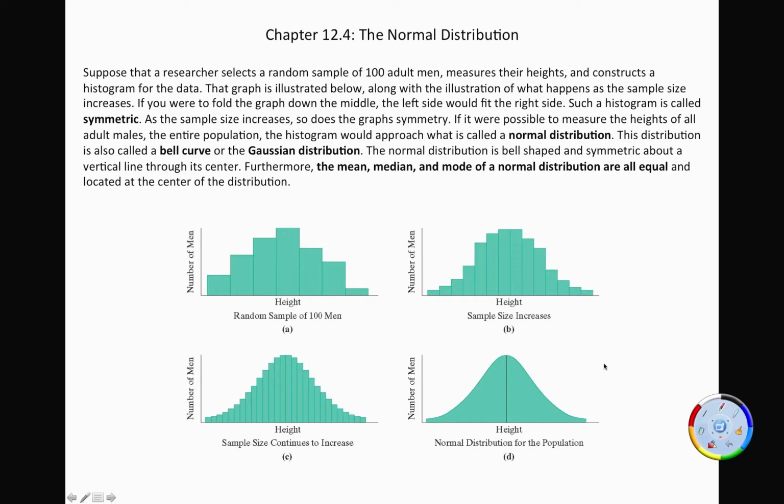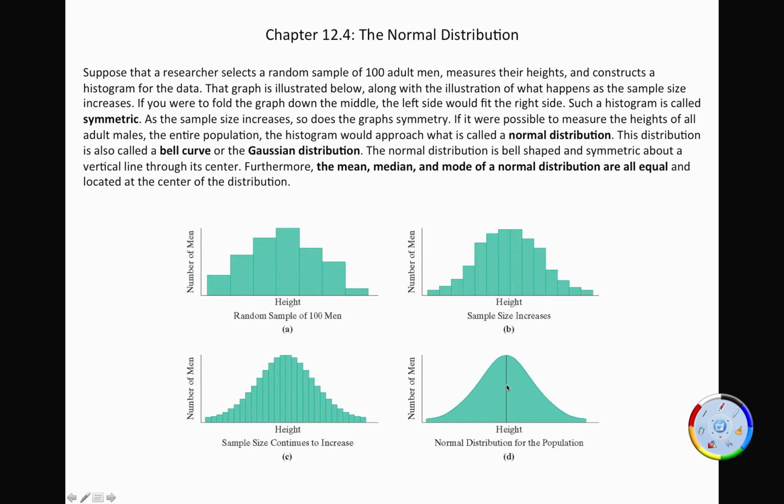This distribution is also called a bell curve, or the Gaussian distribution, which is named after the German mathematician Carl Friedrich Gauss. The normal distribution is bell-shaped, there's the bell shape, and symmetric about a vertical line through its center. Furthermore, this means that the mean, the median, and mode of a normal distribution are all equal and located in the center of the distribution.